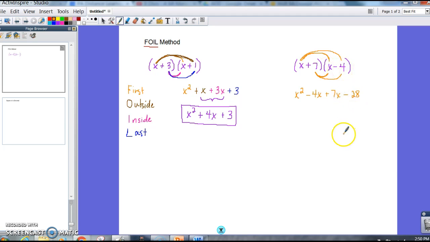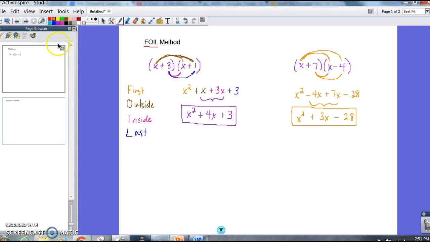gives me negative 28. Okay, then the last thing you have to do is combine those two middle terms. So I have x squared, and then negative 4 plus 7 gives me positive 3x. And then I have minus 28. And that's my final answer. So you do have to make sure that you combine those two middle terms. Okay? Let's try one more.